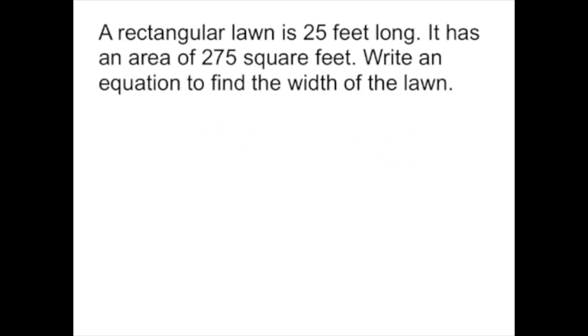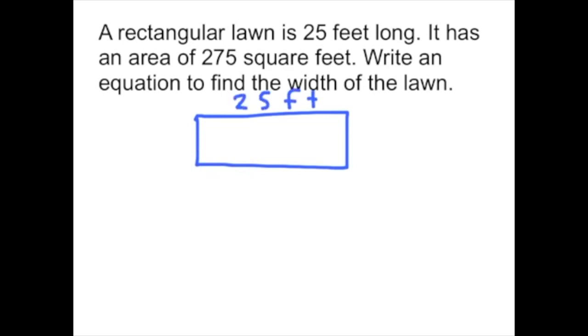A rectangular lawn is 25 feet long. Okay, so we got to draw a rectangle that's 25 feet long. The area inside that rectangle is 275 feet squared. Write an equation to find the width of the lawn. So we don't know how wide it is.